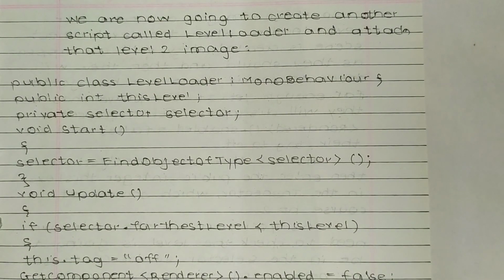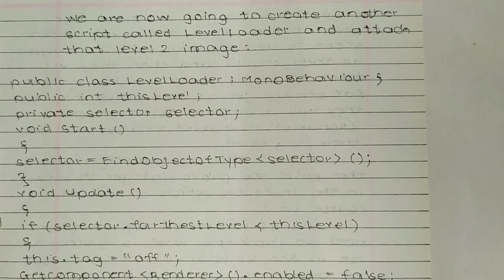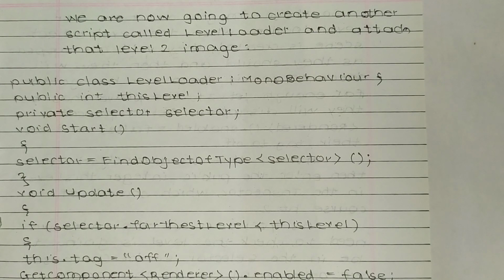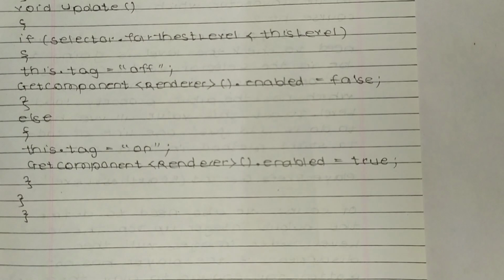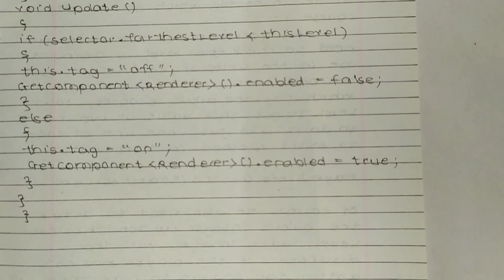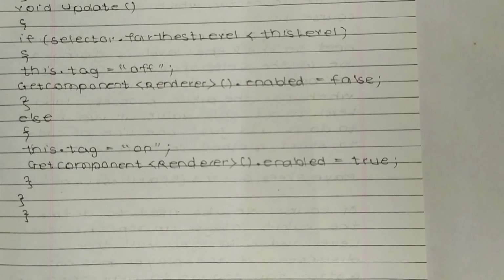We are now going to create another script called LevelLoader and attach that to the level 2 image. public class LevelLoader : MonoBehaviour, public int thisLevel, private Selector selector. void Start, selector = FindObjectOfType<Selector>. void Update, if selector.farthestLevel < thisLevel, this.tag = "off", GetComponent<Renderer>().enabled = false, else this.tag = "on", GetComponent<Renderer>().enabled = true.